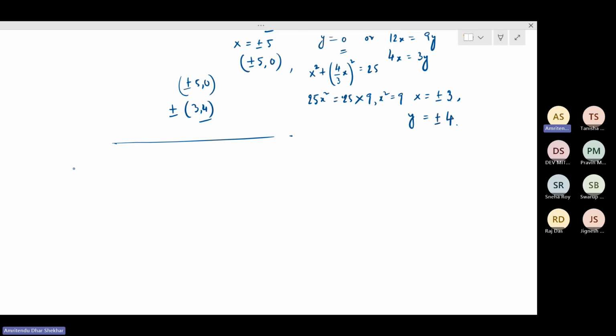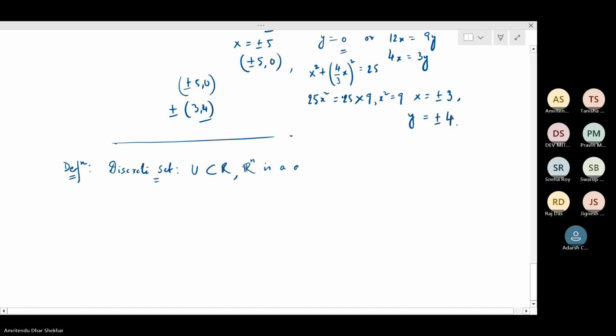So let me give you an example. This is the definition of a discrete set. So U, which is a set in R, let's say, or some R to the power n, is a discrete set if for all points P in U, there exists a neighborhood.